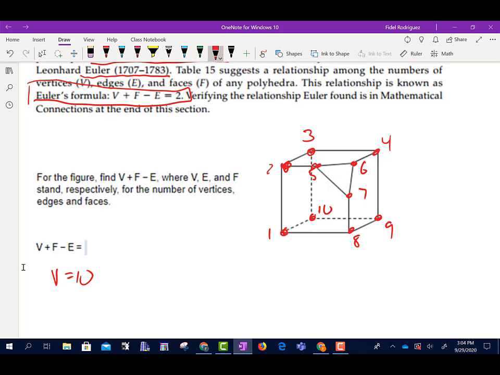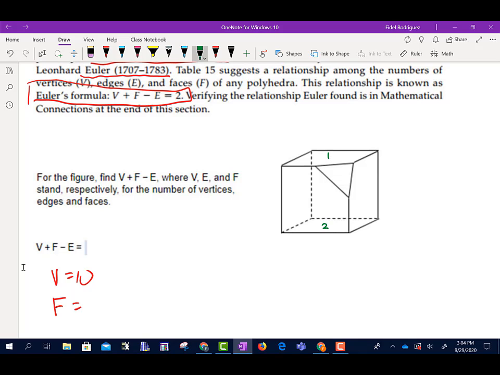Let's find the number of faces. The number of faces are going to be like the sides. So look, there's 1 on the top, 2 on the bottom.